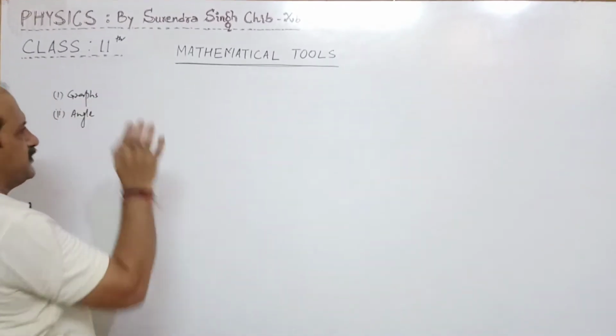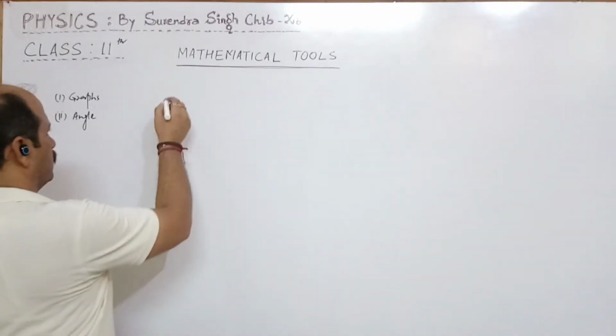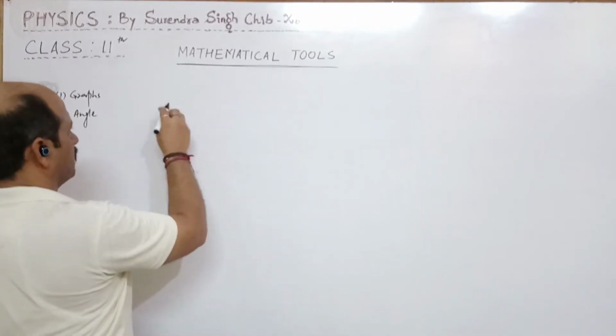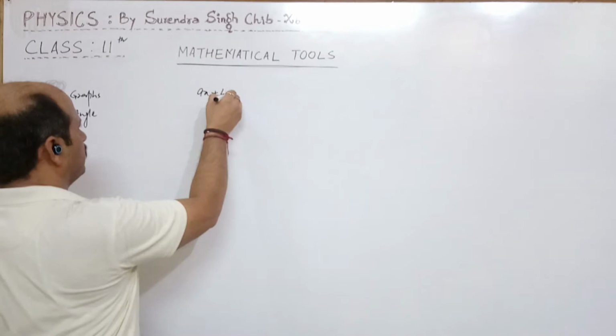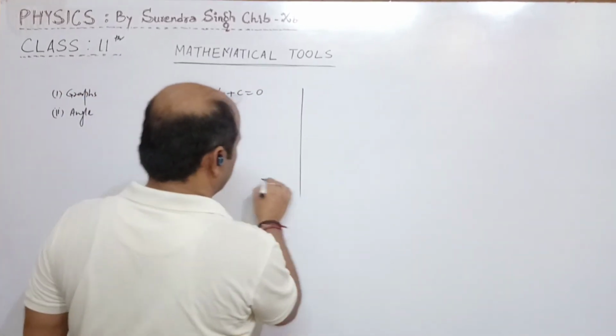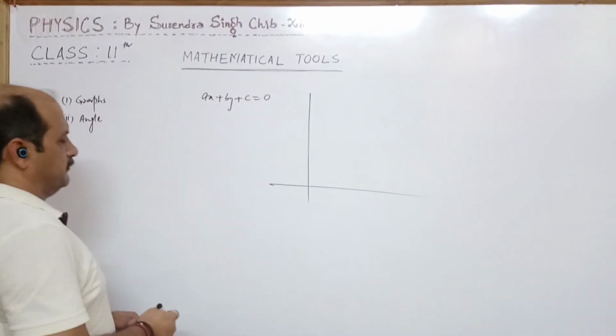आज हम पढ़ेंगे ग्राफ्स के बारे में. तो ग्राफ्स के बारे में पहले पढ़ रहे हैं. सबको पता है पहले लीनियर इक्वेशन का ग्राफ कैसे होता है. जैसे फॉर एग्जांपल ax plus by plus c equals to 0. So it is a straight line. You know it. It is a straight line.